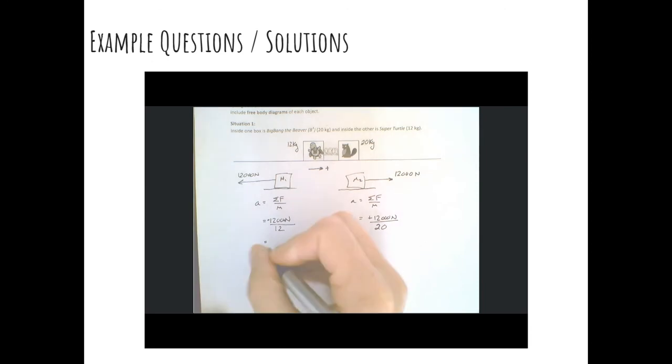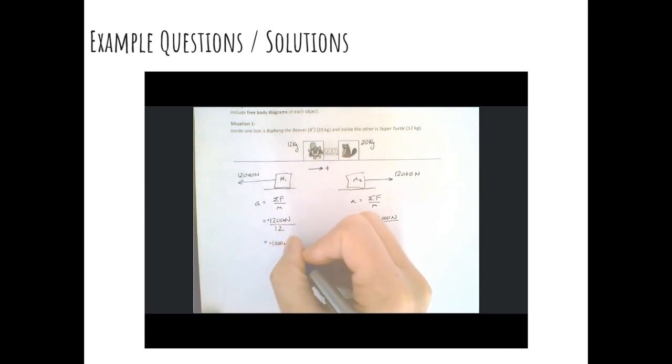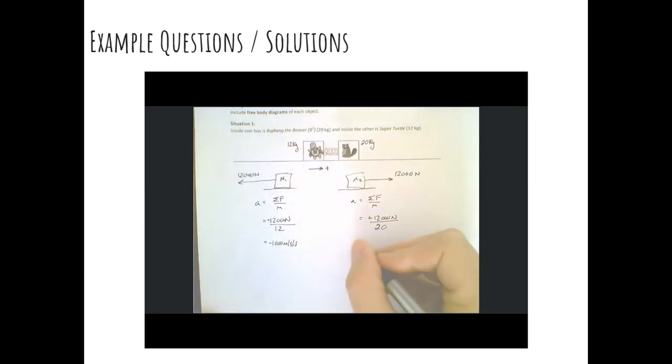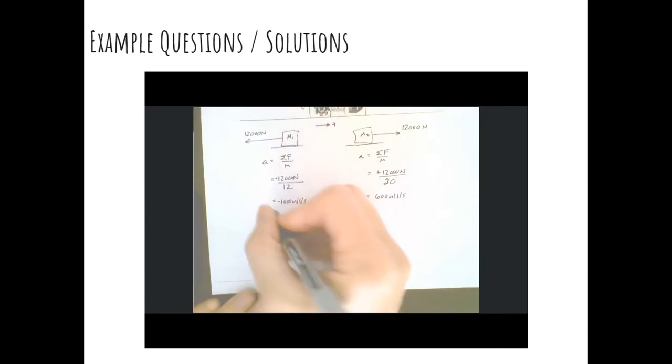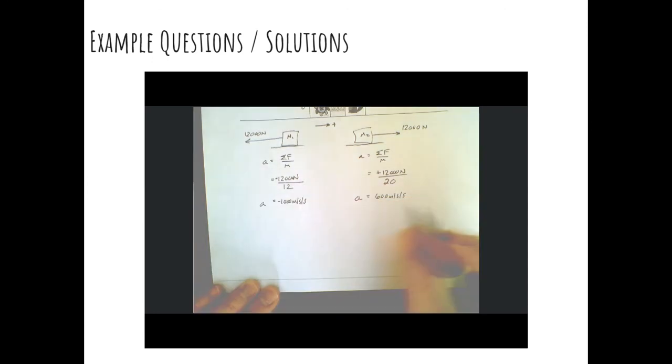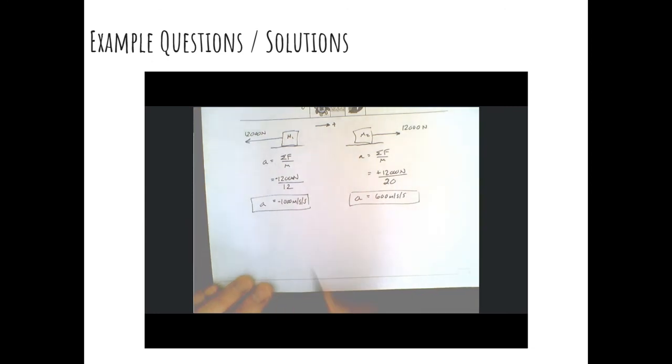So it's negative 1,000 meters per second squared, which is quite the acceleration. And the other one is 12,000 divided by 20, which is 600, only 600 meters per second squared in that direction. So we've got the two accelerations for each object here. And now it says, how fast are they moving if the blocks are acted on for 0.25 seconds? So we just pull out our kinematics equations.